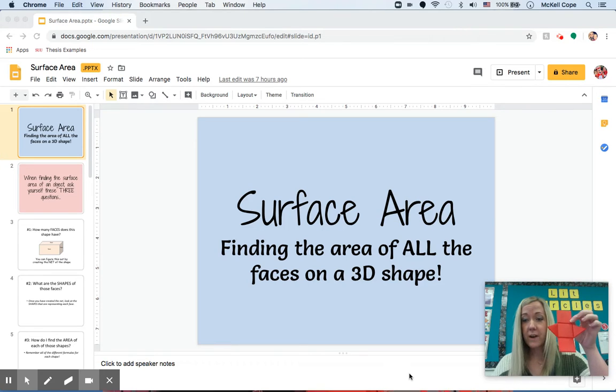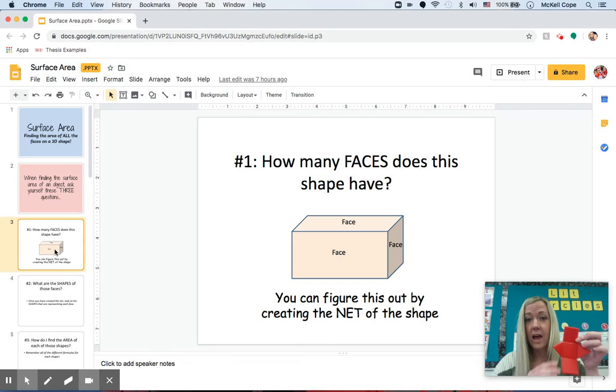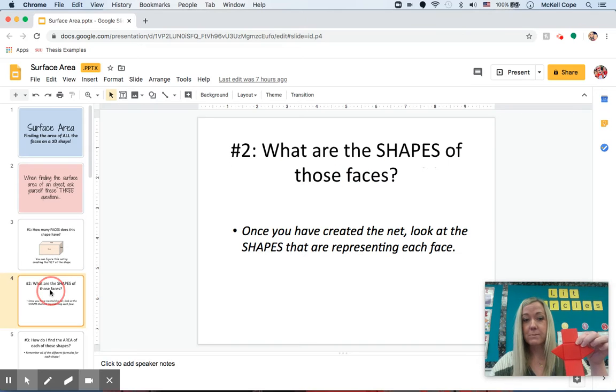So when we're finding the surface area, there's really three questions that you want to ask yourself. So the first question that you want to ask yourself is, how many faces does your shape have? And in this case, this triangular prism has 1, 2, 3, 4, 5. So I would need to know how many faces it has. And then I'd ask myself the second question, what are the shapes of those faces? Well, here I have two triangles and three squares.